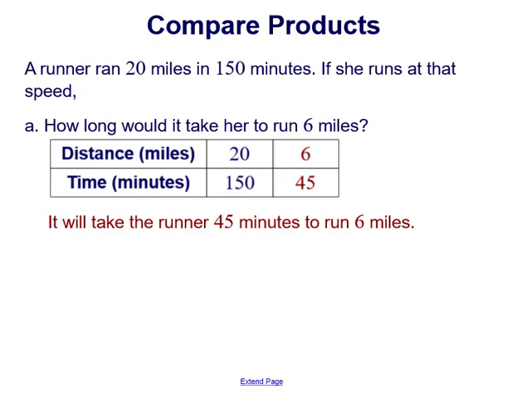First, if a runner ran 20 miles in 150 minutes, how long would it take her to run 6 miles if she runs at that same speed? So if she's running at that same speed, we can use miles per minute. So we have 20 miles for the 150 minutes, which is going to equal, for 6 miles, some unknown amount of minutes that we have to solve.